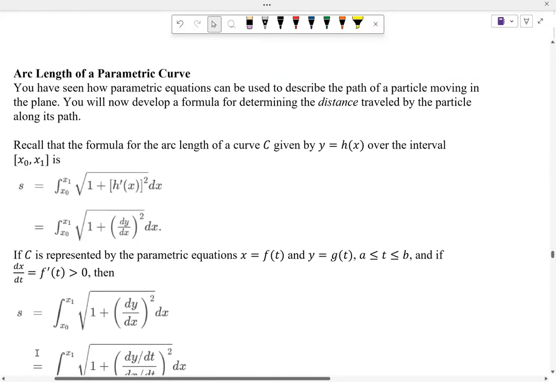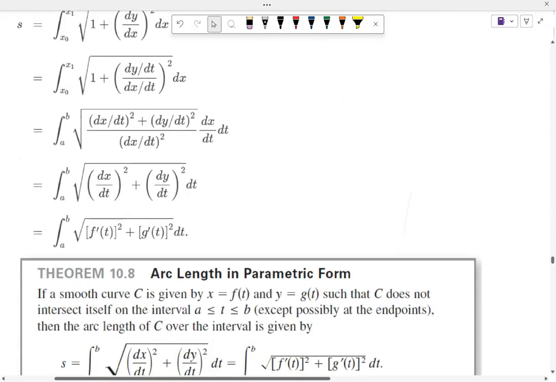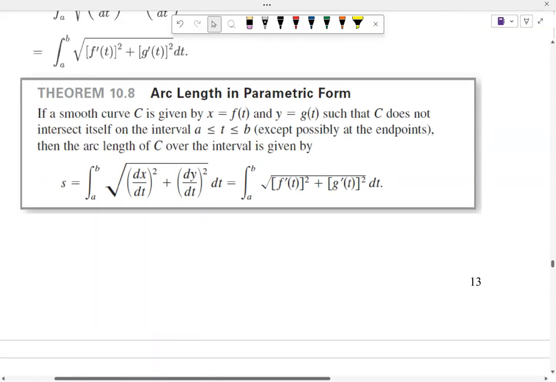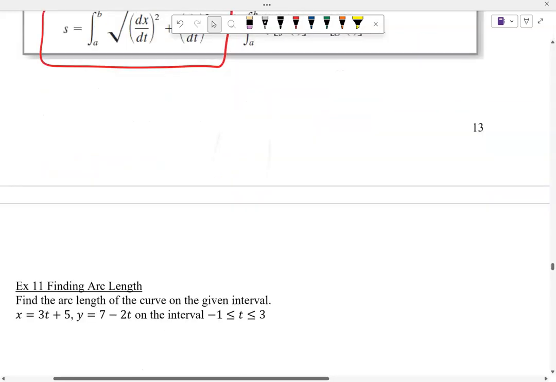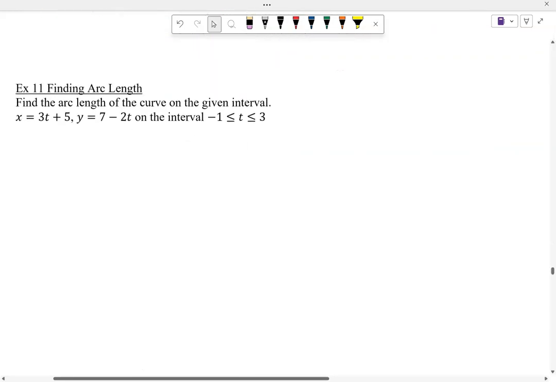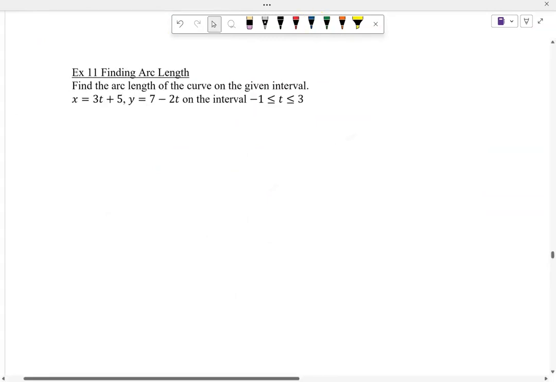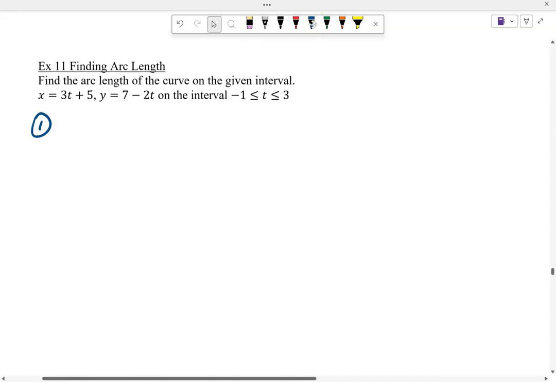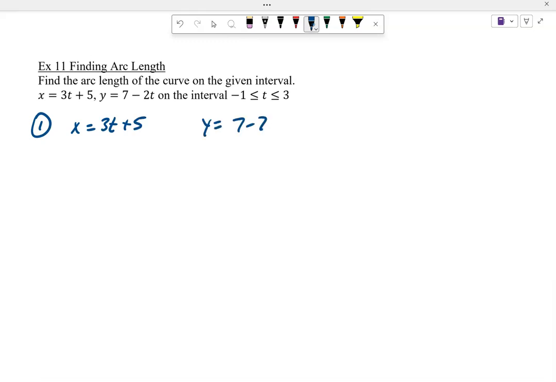Well, let's get into arc length. This is the development. You're welcome to read through that if you'd like to. I'm going to jump to this arc length formula here. So here's our arc length formula written two ways. And let's go ahead and use that right here. Find the arc length of the curve on that given interval. So the first thing you want to do, take your x and your y. Let's find dx dt. Let's find our dy.